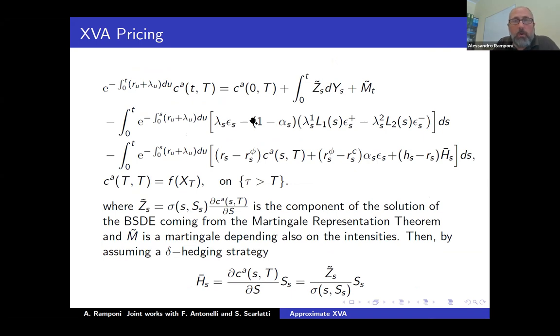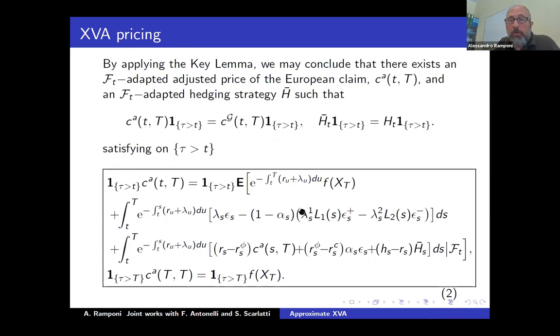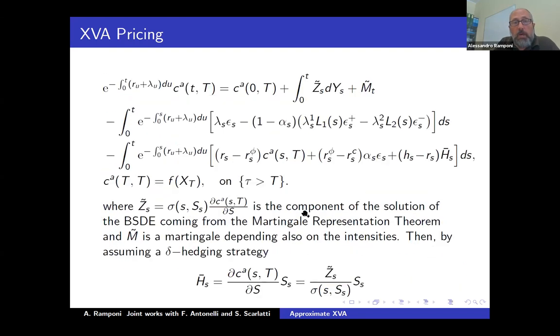We have to work a little on the backward stochastic differential equation. The main idea is that the solution, which we write in an integral form, is related, according to the martingale representation theorem, to one part of the solution of the backward stochastic differential equation. Assuming the Markovianity of the price of the deal, it may be proved that the component of the BSDE, the backward stochastic differential equation, has this form.